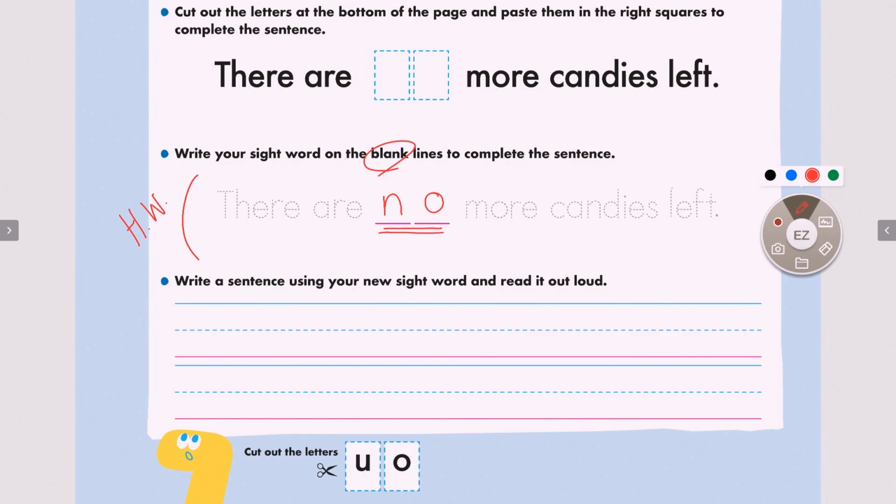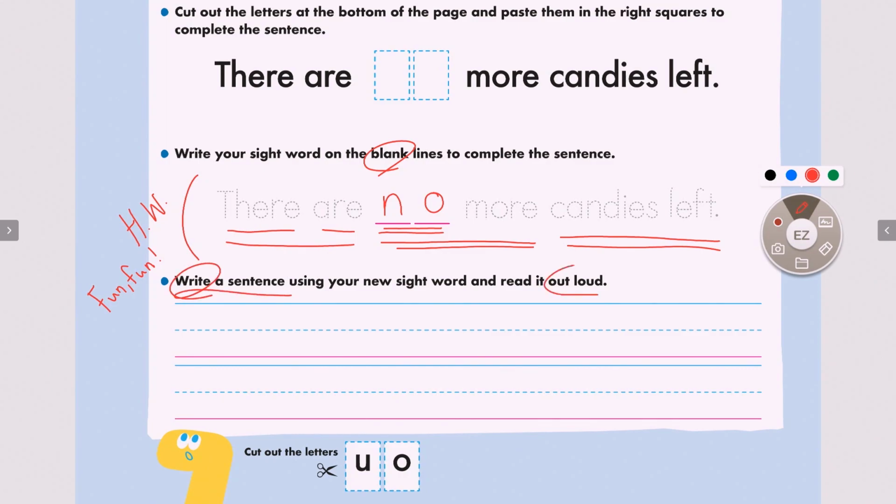All right, everyone, let's read the sentence. There are no more candies left. One more time. There are no more candies left. Great job, everyone. Now it is our fun, fun time. What do we do here? We will write a sentence and read out loud.